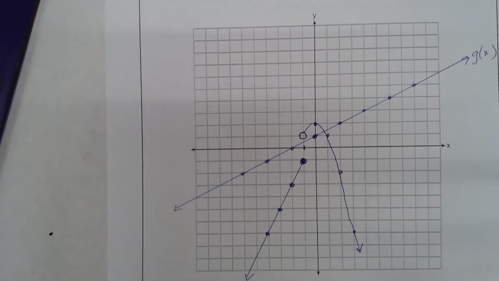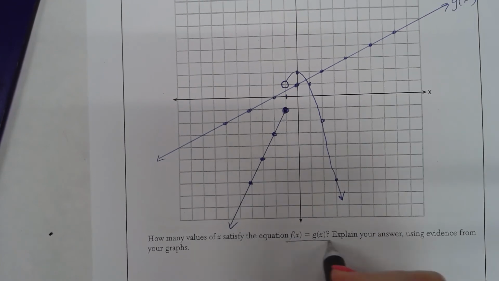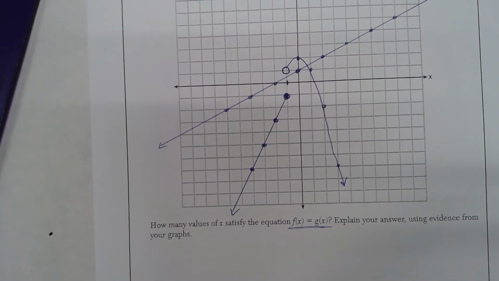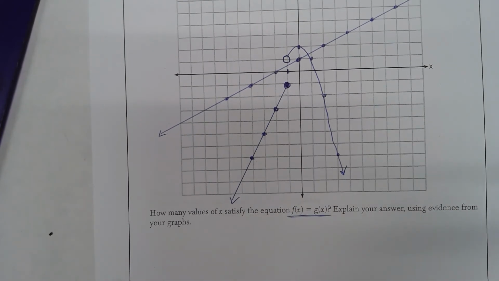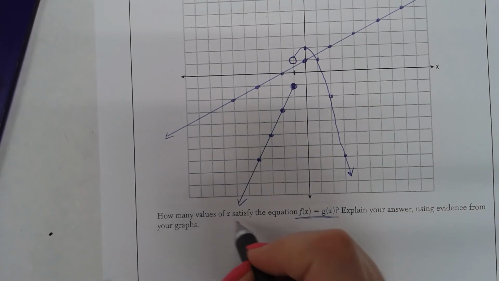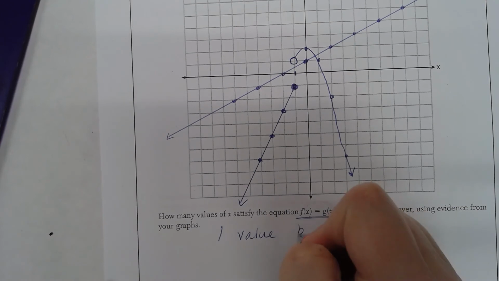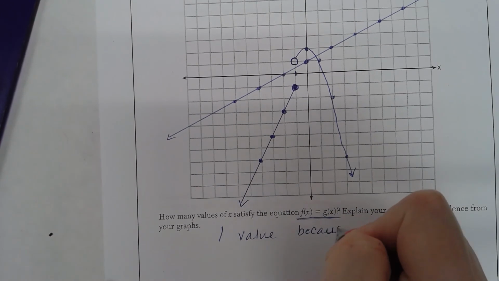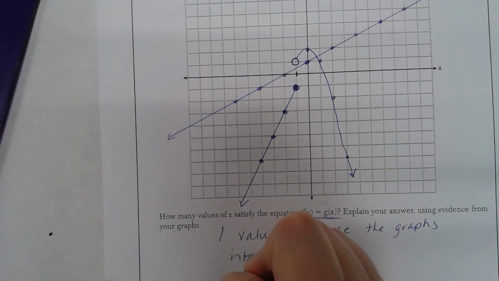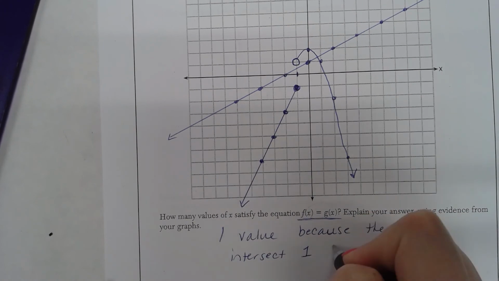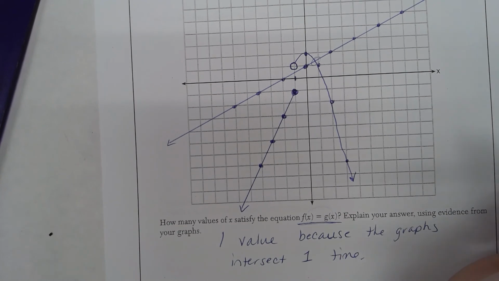Now, I have to answer the question. How many values of x satisfy the equation f of x equal to g of x? Explain your answer using evidence from the graph. Okay. If they are equal, that means points of intersection. So how many values of x satisfy that equation? One value, because the graphs intersect one time. That's right here. There's only one time where those graphs cross. That's the one solution.